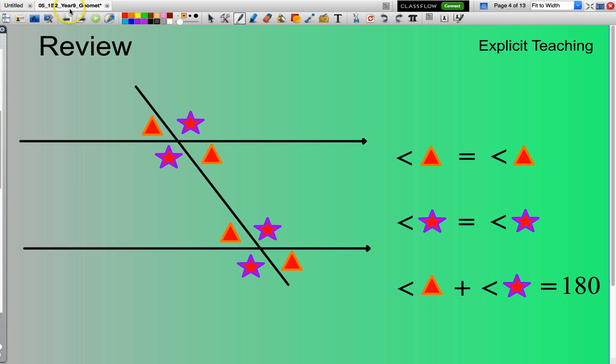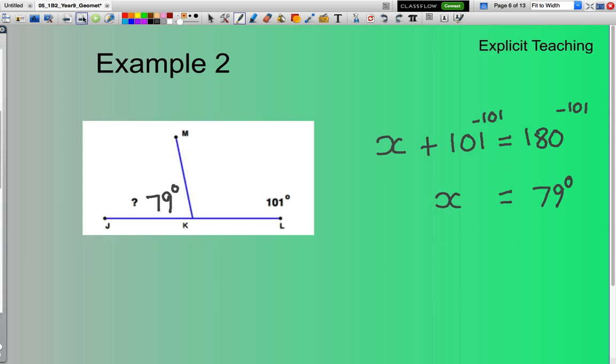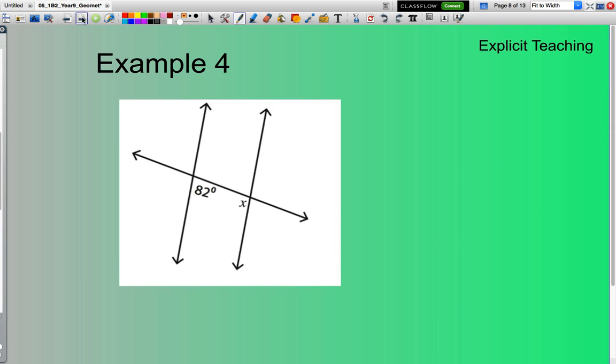So, back to that example. That one plus that one need to add to 180. So, my equation would be 82 plus x equals 180.